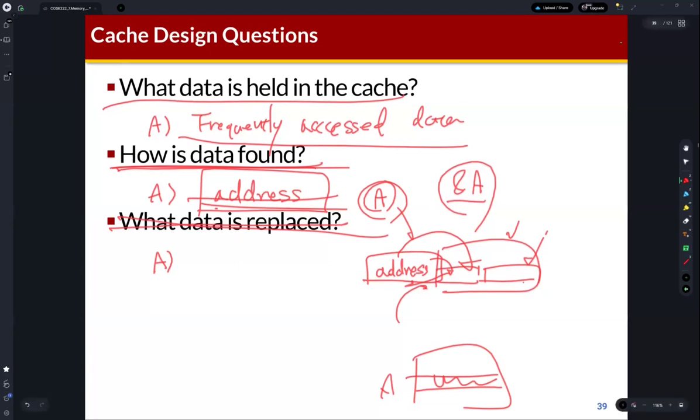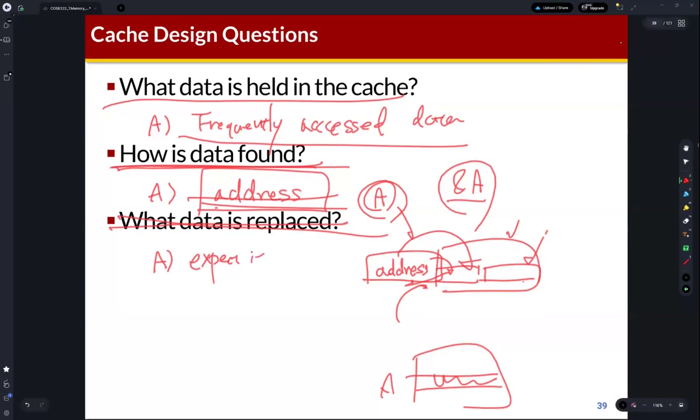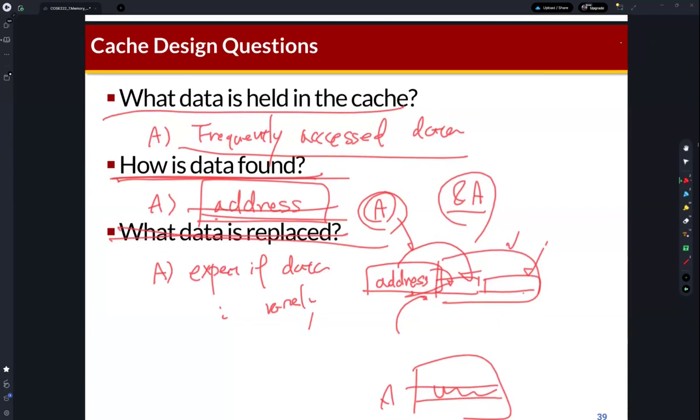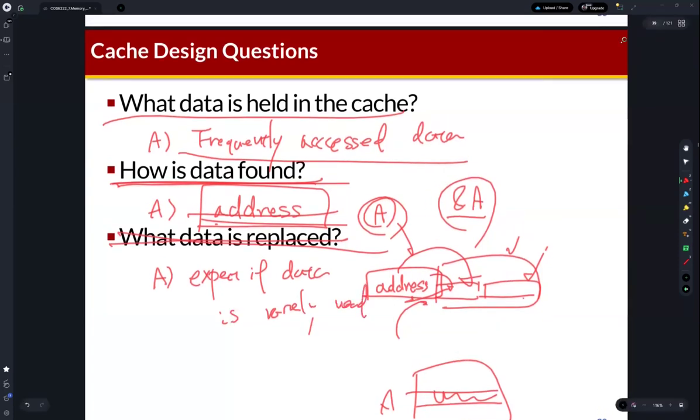So if the data is rarely used, it's just an estimation. If we just estimate that a certain data will be rarely used, then this data is replaced, which means the data is evicted from the cache.